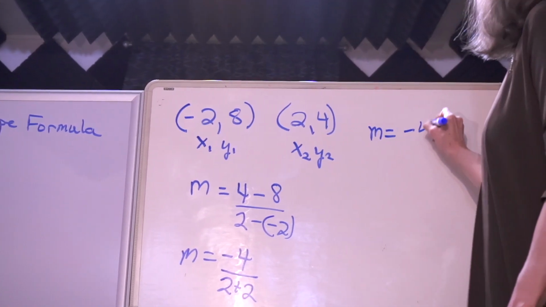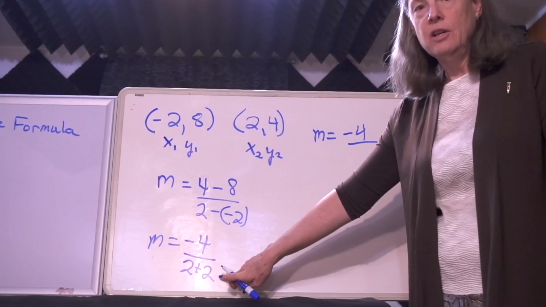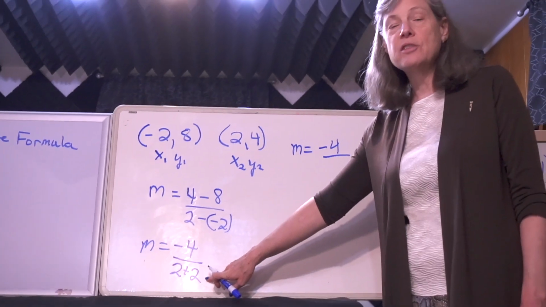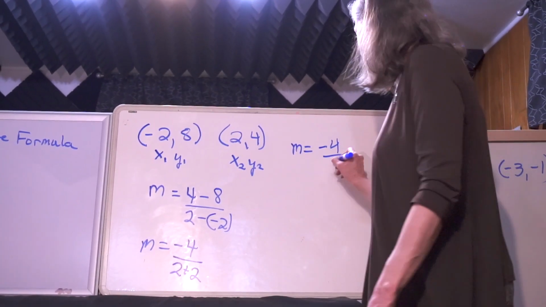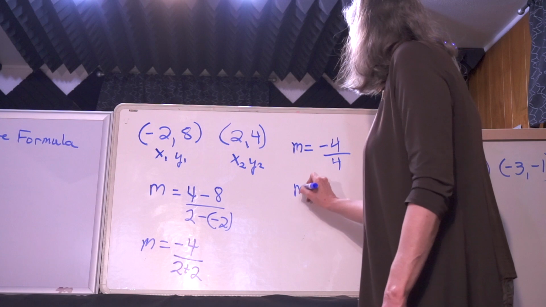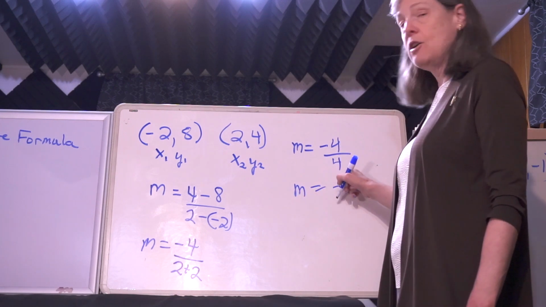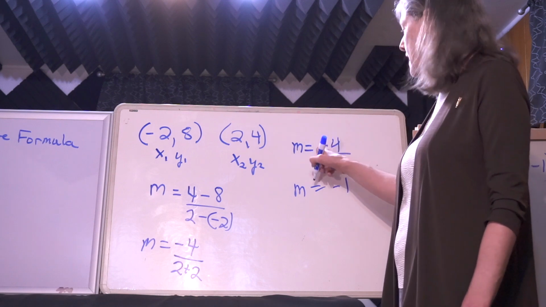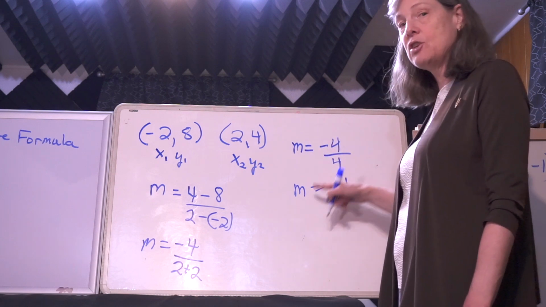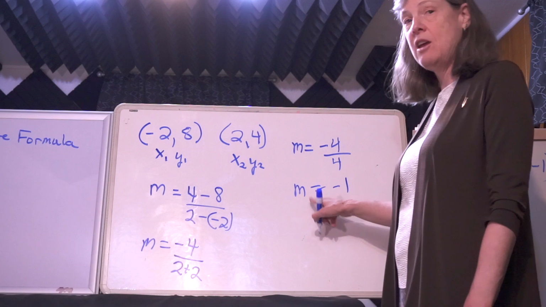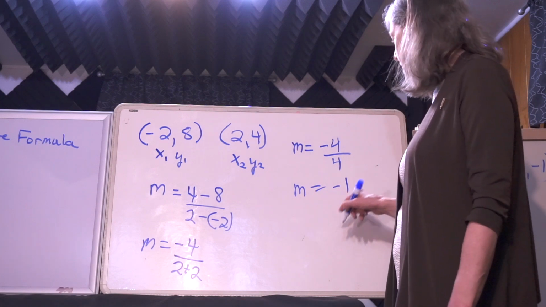So now I have in the denominator, this is an addition problem whose signs are the same. So I add the numbers, keep the sign, and I get this. And so I get anything over itself equals 1. Negative divided by positive is negative. So in this case, for this line, our slope is negative 1.